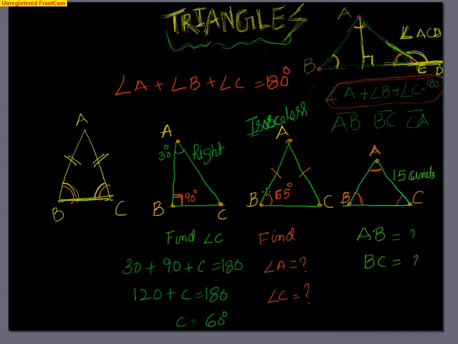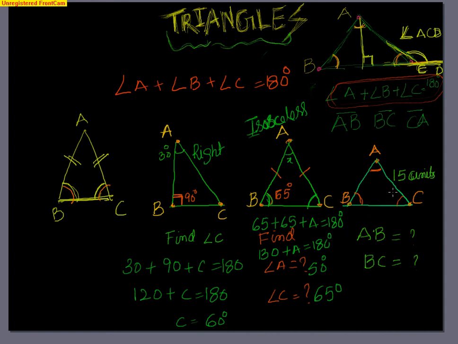Okay. Angle B is 65 degrees and this is an isosceles triangle, right? So you know this angle is equal to this angle. So angle C is 65 degrees, and what is angle A? So I know 65 plus 65 plus A is equal to 180. If you simplify, 130 plus A is equal to 180. That gives me A equal to 50 degrees, right? That's one problem.